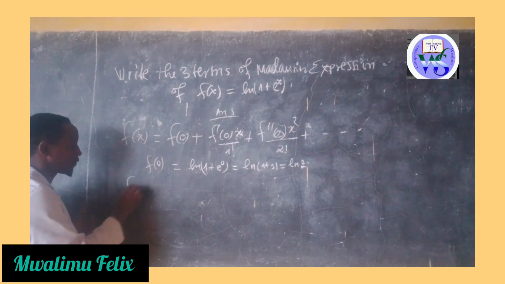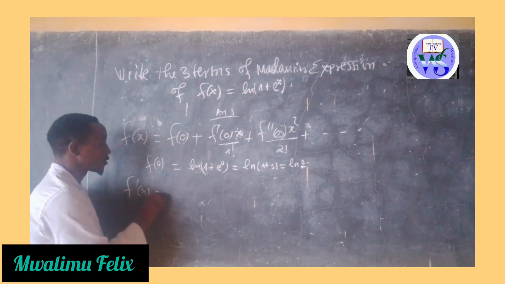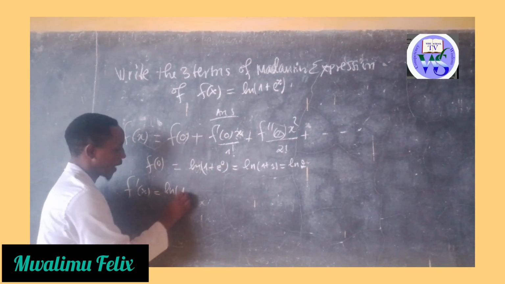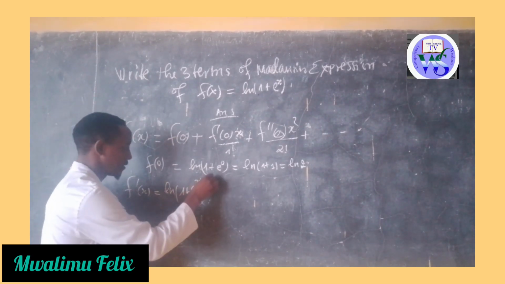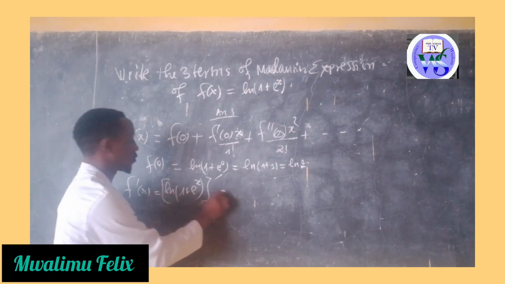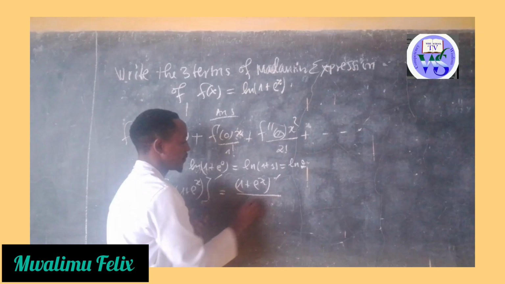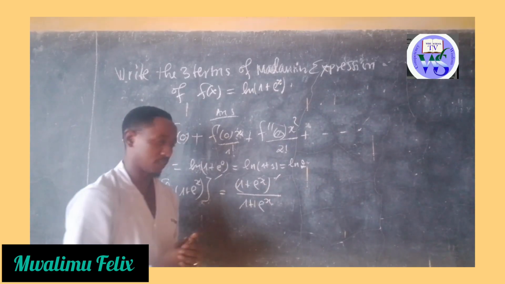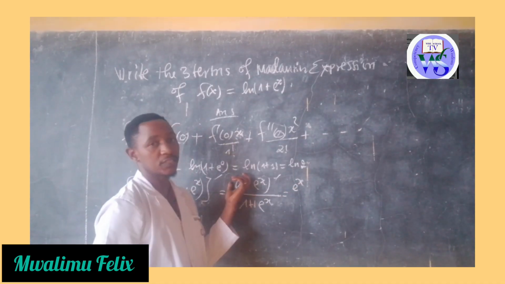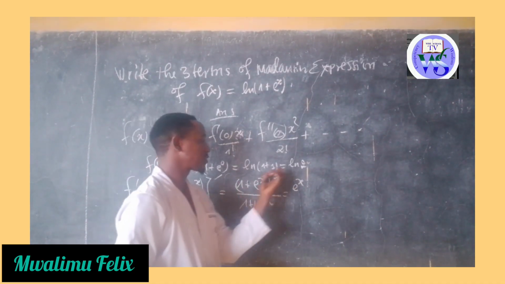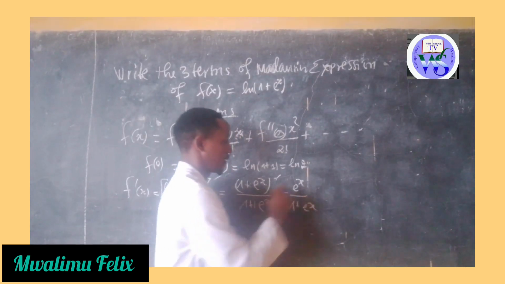Then we find the first derivative of f of x. The derivative of f of x is the derivative of ln of 1 plus e power x. We derive this 1 plus e power x, so the derivative is divided by 1 plus e power x. The derivative of 1 is 0, and the derivative of e power x is e power x, so it is e power x divided by 1 plus e power x.